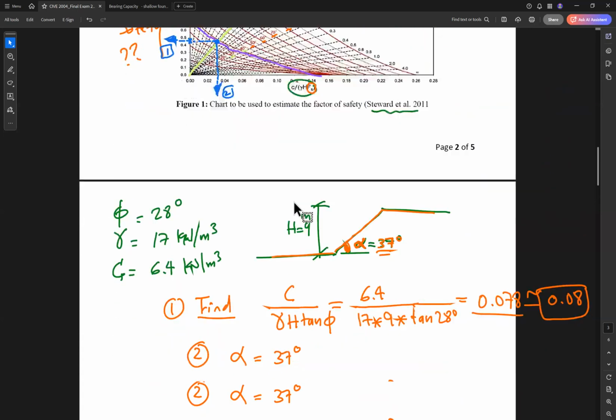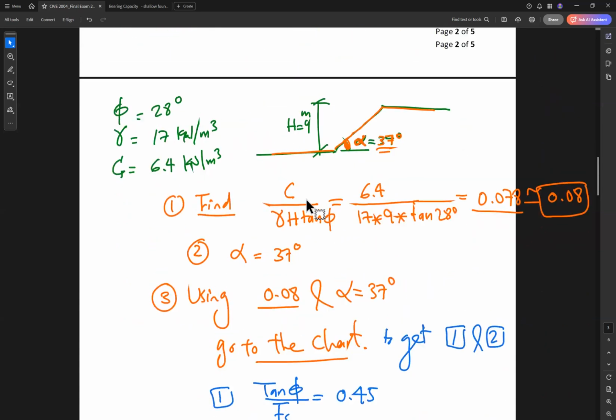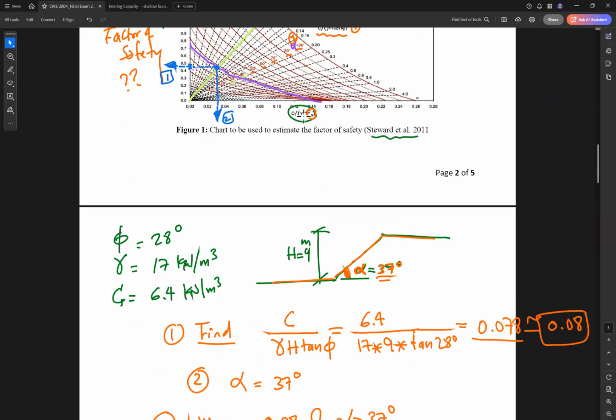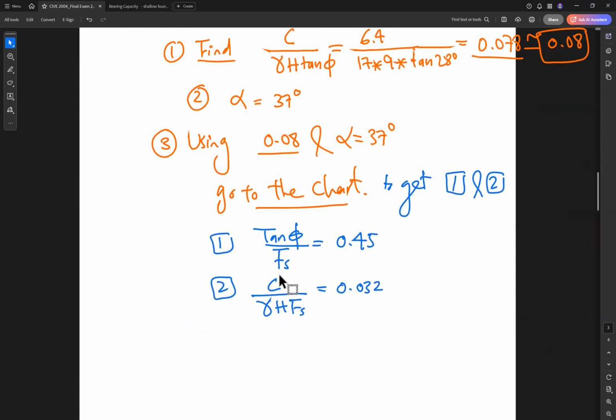Value number 2, what is the axis function? C over gamma H Fs. So we have C over gamma H Fs. What is the value here? This is 0.02 and this is 0.04. It is maybe 0.031 or 0.032. Okay. So 0.032, for example. So using these two values, you can find two values of factor of safety.